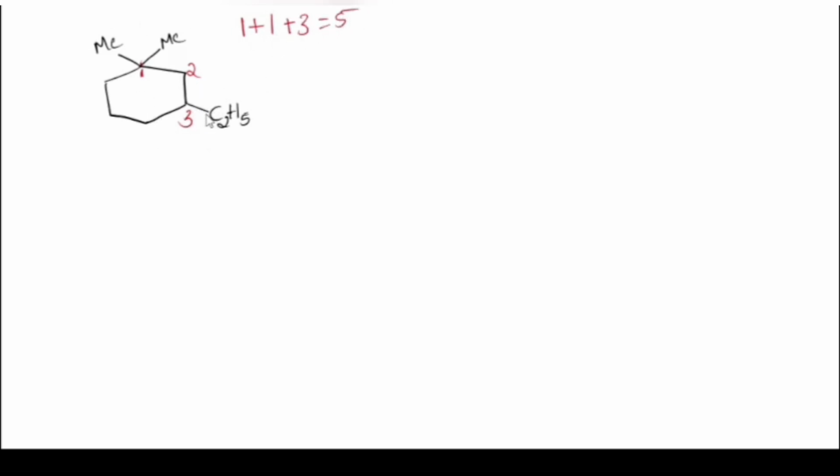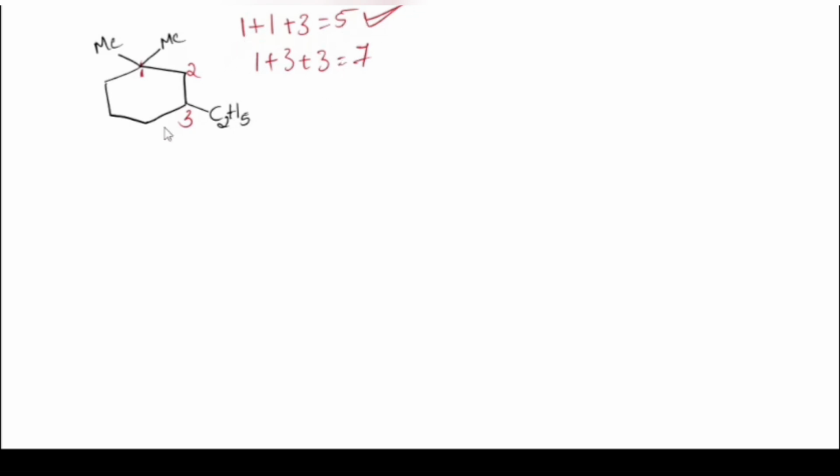Suppose from here I start 1, 2, 3 like that, here only one ethyl is there, 1 plus 3 plus 3. Correct? Total it will become 7. That's why we have to follow the lowest set of locants. That's why we have given the correct order like this, 1, 2, 3 like this.